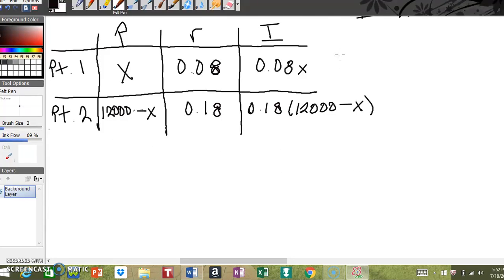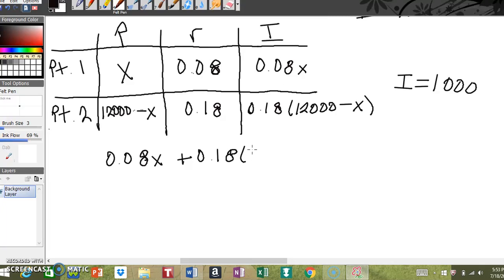And I'm going to write it here to remind us, I equals 1,000. If we add these and set it equal to 1,000, we can find an answer. So let's say 0.08X plus 0.18 times 12,000 minus X equals 1,000.